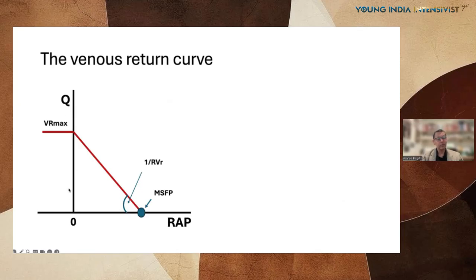So again, he uses the same axes as the Starling curve. On the y-axis, you have the cardiac output or the stroke volume, and on the x-axis, you have the right atrial pressure. And he starts from the point that when your right atrial pressure is equal to the mean systemic filling pressure, remember that we said that the gradient for venous return is from the mean systemic filling pressure to the right atrial pressure. When you take that gradient away, there is no flow. So at this point, this circle here, there is no cardiac output.